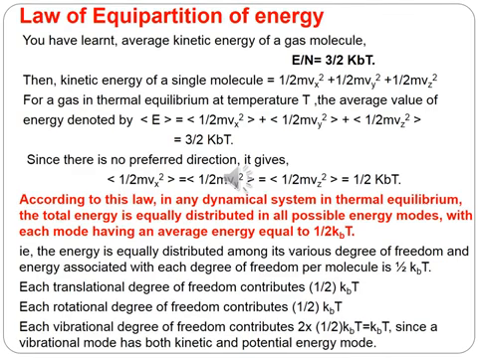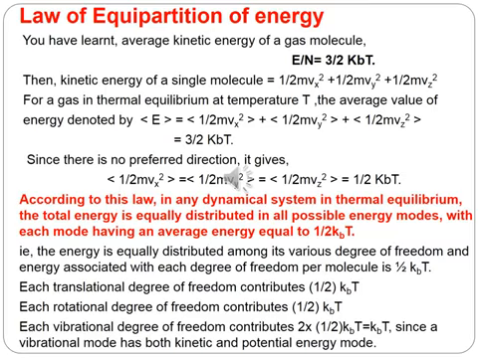For a gas which is in thermal equilibrium at a temperature capital T, the average value of the energy, denoted by E average, is the sum of the average kinetic energies along the x-axis, y-axis and z-axis. It is equal to the average of 1 by 2 m vx square plus the average of 1 by 2 m vy square plus the average of 1 by 2 m vz square, which is equal to 3 by 2 kBT.